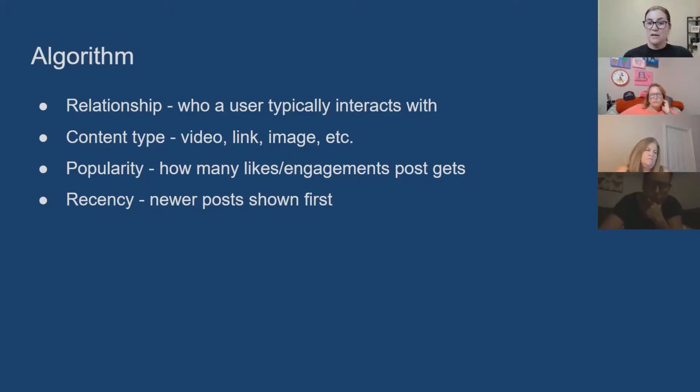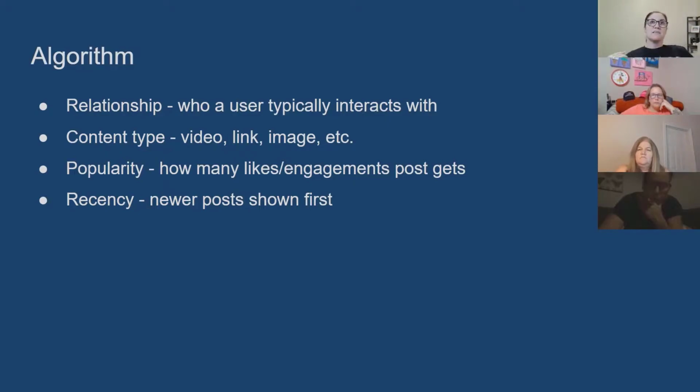This is going to be on a personal basis. So if person A really likes videos, but they're not so much about just text posts or links, like they really like watching videos on Facebook, Facebook is going to know this and tend to send them more videos. Popularity: again, how many likes or engagements a post gets.